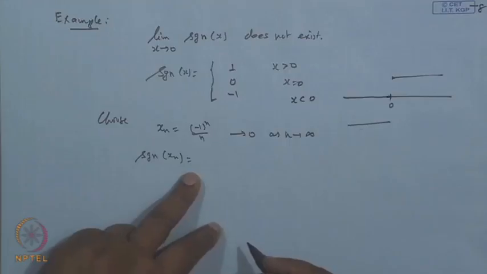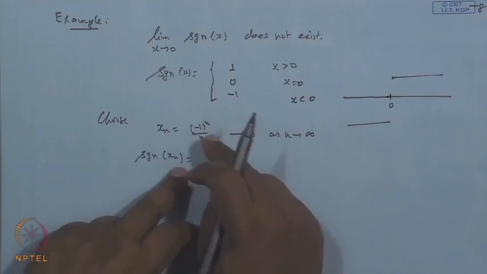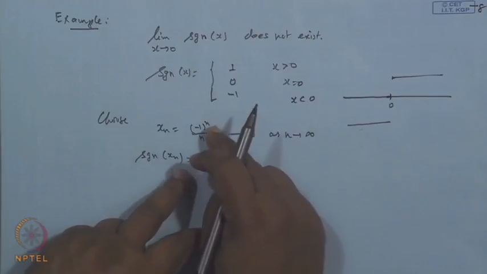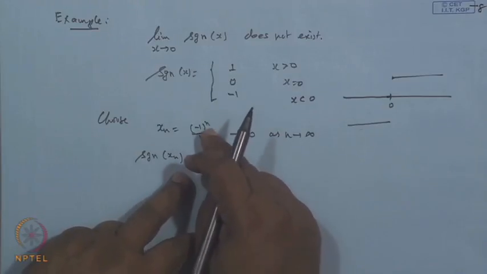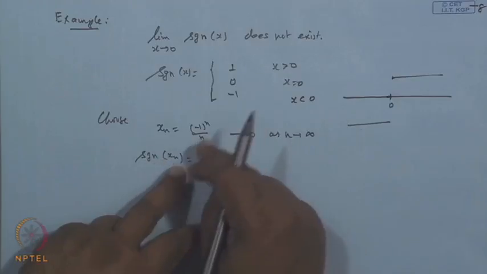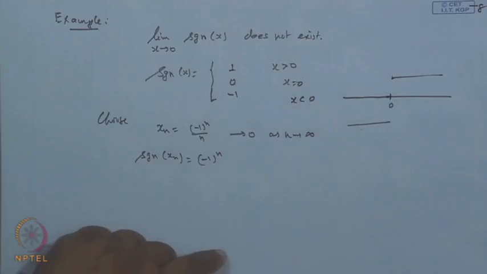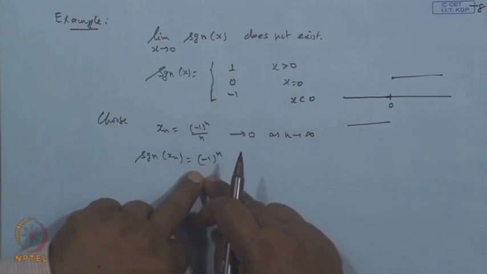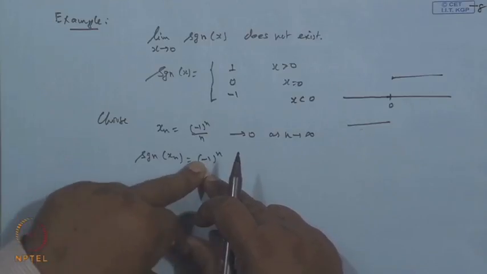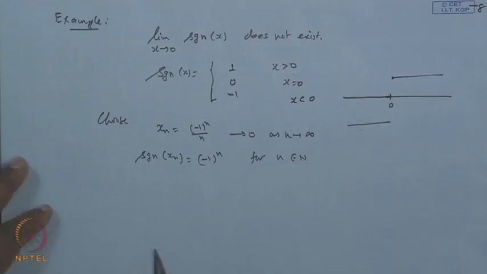The signum of x n: when n is even, it is positive, and when n is odd, it is negative. So, when n is even you are getting plus 1, and when n is odd you are getting minus 1, for all n belonging to N.